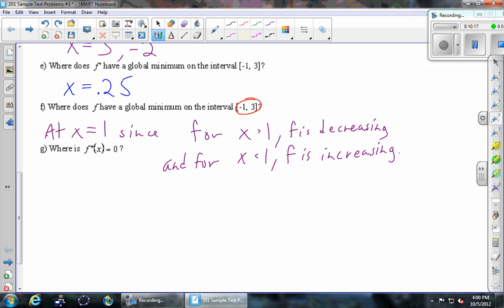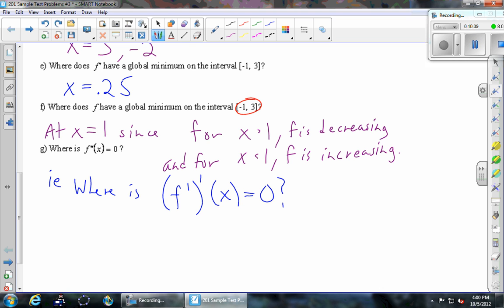Where is f double prime of x equal to 0? Okay, let's translate that, because the graph that we're given in this picture is f prime. So instead of f double prime, this translates to where is f prime prime of x equal to 0. So all I've done is separate one of those primes because f prime is the given graph. So this is really just saying, can you take one derivative of the given graph and make it equal to 0?